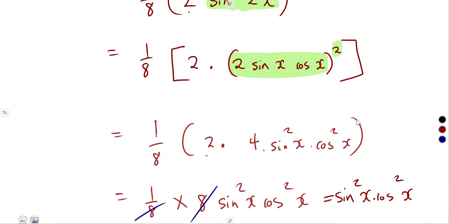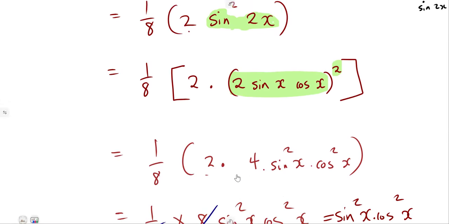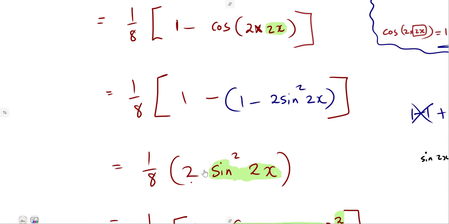Exactly what our right-hand side is given as. This is exactly our right-hand side. So we managed to prove that the right-hand side can be given that way.